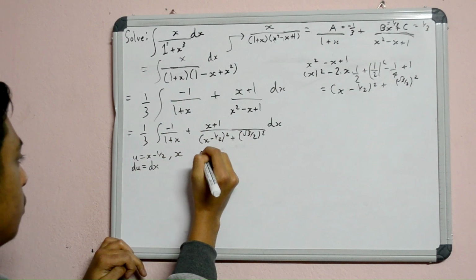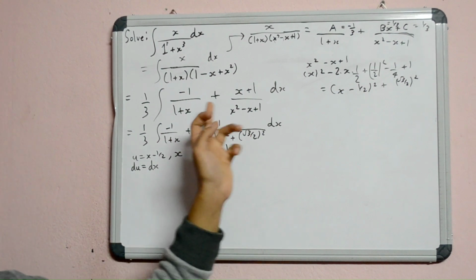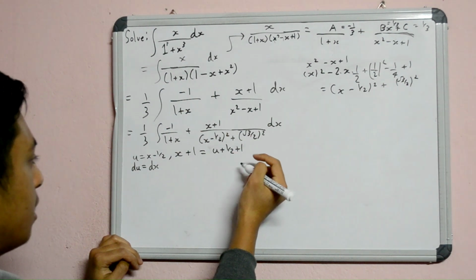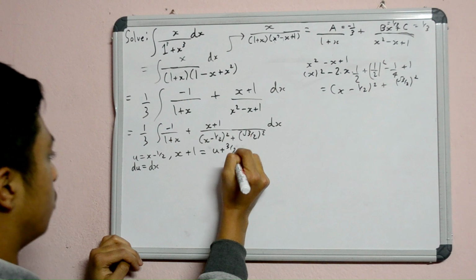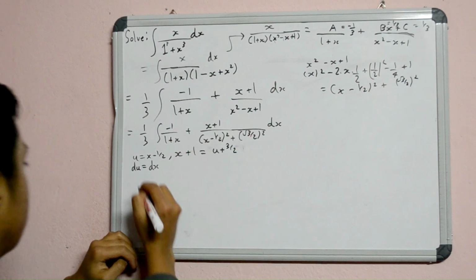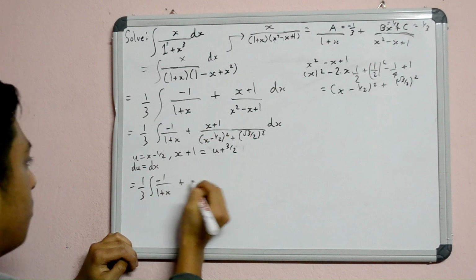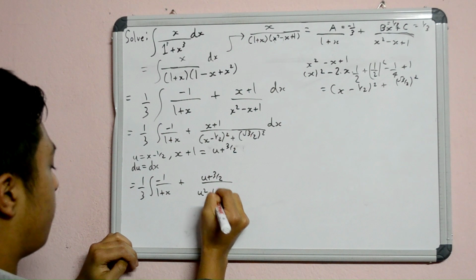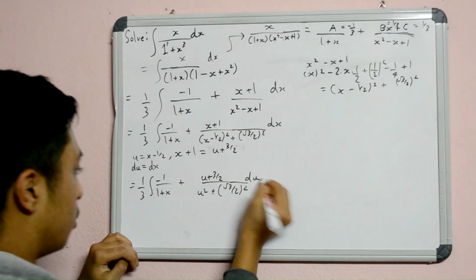Here x will be equal to u plus a half. Now let's just directly find x plus 1. So add 1 to both sides, meaning u plus 1 by 2 plus 1. 1 by 2 plus 1 is simply 3 by 2. So this integral is 1 by 3 times minus 1 by 1 plus x plus u plus 3 by 2 by u square plus root 3 by 2 whole square du.